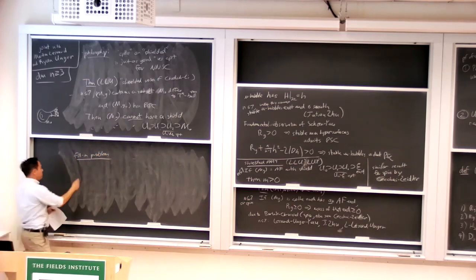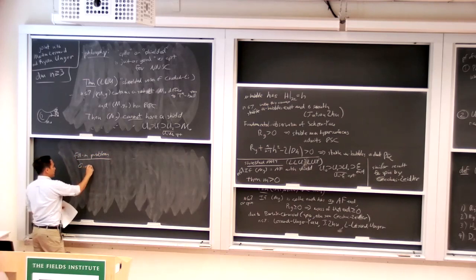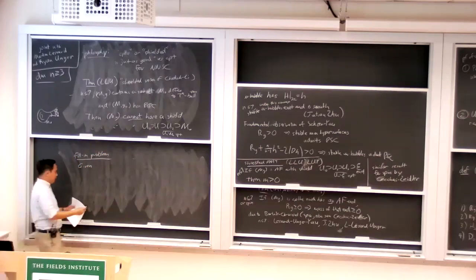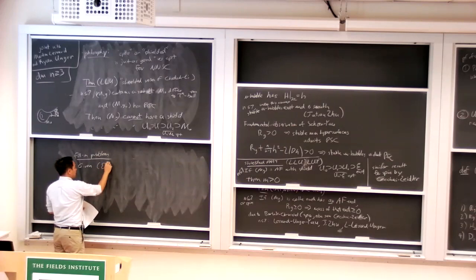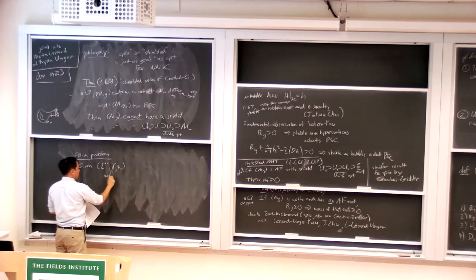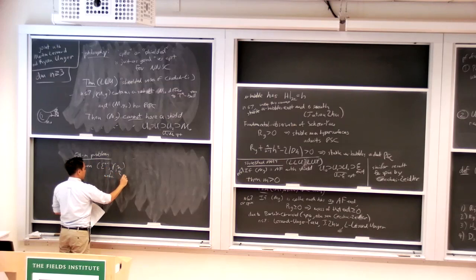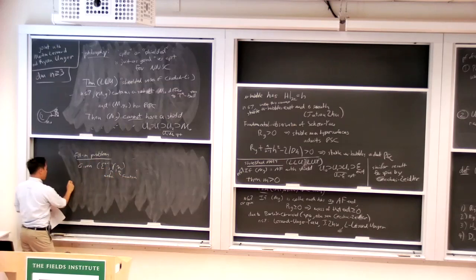Okay, so the fill-in problem is what the talk was ostensibly about. So given this data, let's say an n-1 dimensional closed surface with a metric and a function. So this is a metric. This is just a function. Smooth one, I guess. Well, actually, let's make this a definition first.